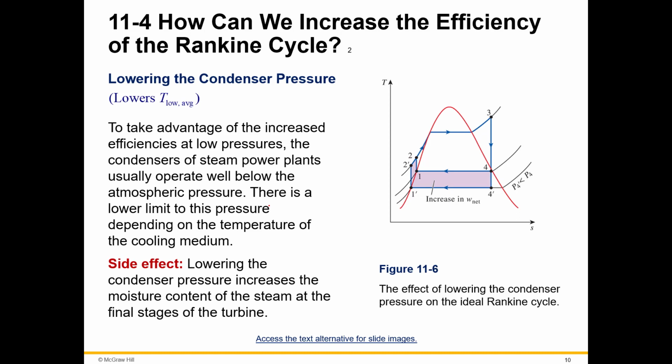There is a side effect. Lowering the condenser pressure increases the moisture content of the steam at the final stage of the turbine. And remember, we talked about that if you get something that has too much moisture, then we start getting into degradation of the device. And this is it here. You can see where we started, right here, the first 4, and then when we moved, we got to 4 prime. So this is what we did. We just decreased that temperature. And this is where we ended up with a new system.